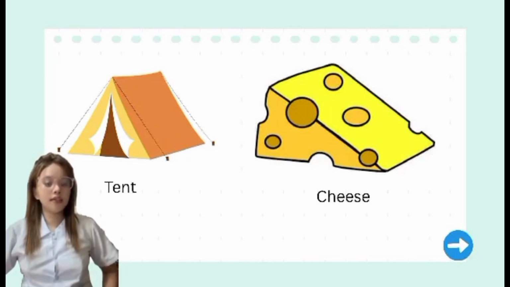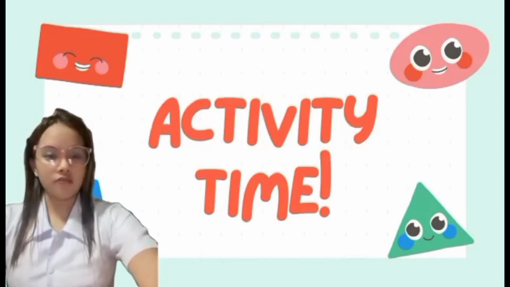Now, look at the slice of cheese. If you cut a cheese in this shape, the 2 ends are like triangles, and the sides are rectangles, just like the triangular prism too. So both the tent and the slice of cheese are real-life examples of a triangular prism.